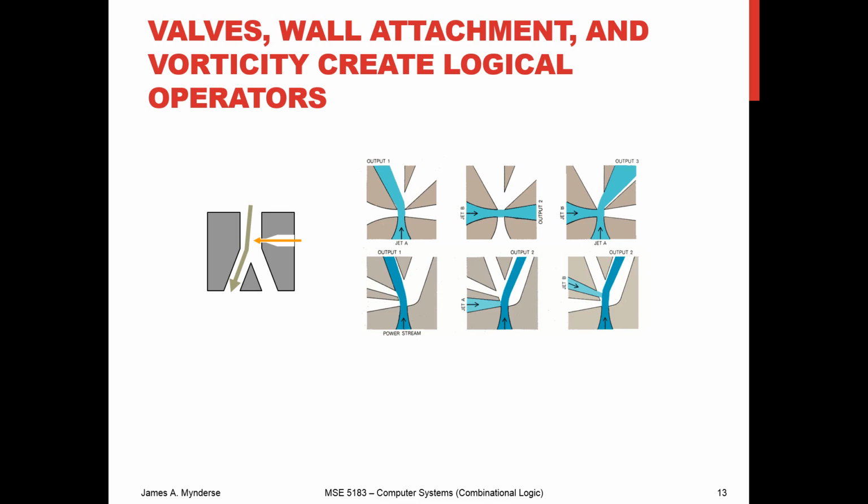Here's another one, an OR. If I put the power stream, this is not the control stream, but the power stream is going output 1, then if A or B enters, it's going to drive that stream to output 2 instead.